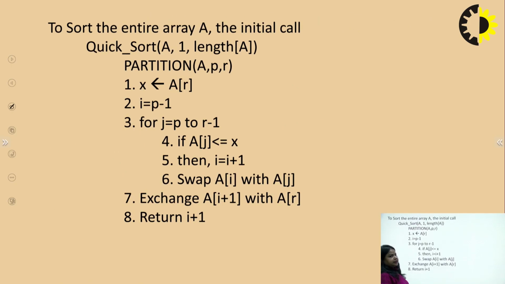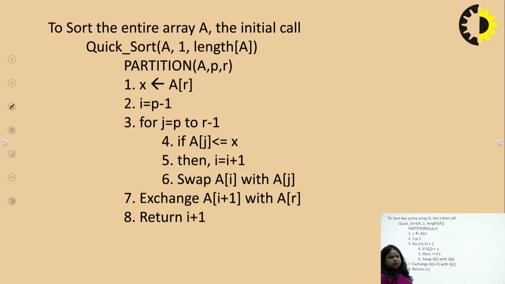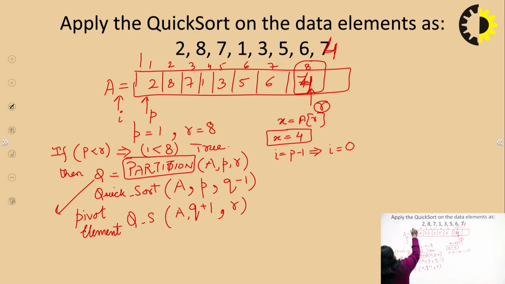Then after that we have to set two pointers, one is I and another is J. For I we set the pointer to P minus 1. So if I is equal to P minus 1, then I is equal to 1 minus 1, it becomes 0. So let's say we set the pointer I here, right. Then after that we talk about J. We generate the loop for J from P to R minus 1. Initially when we talk about the loop, J is on P. So J is equal to P. It indicates that initially the J value is equal to 1, right.